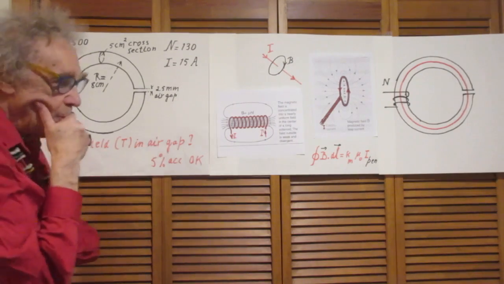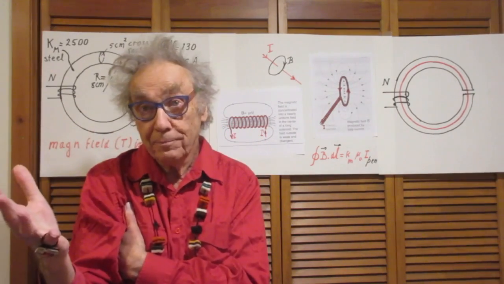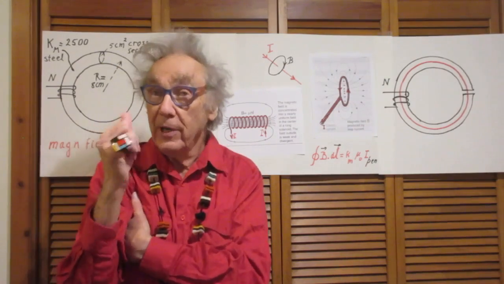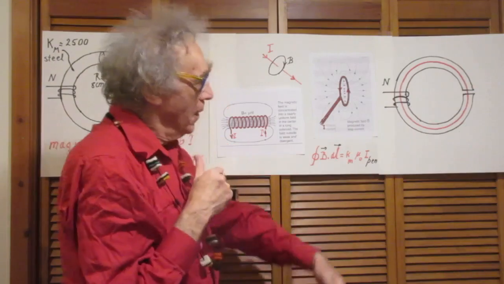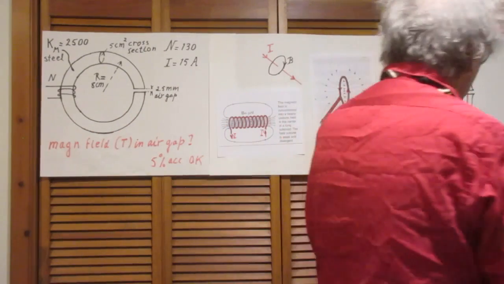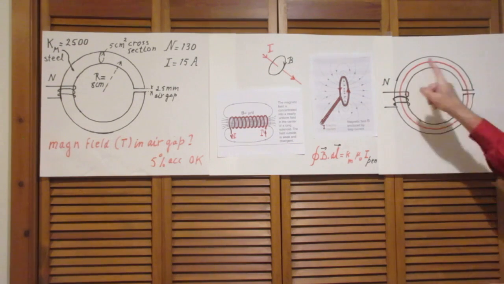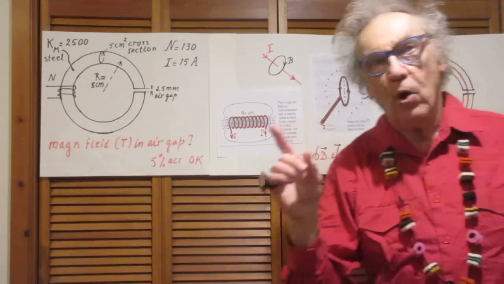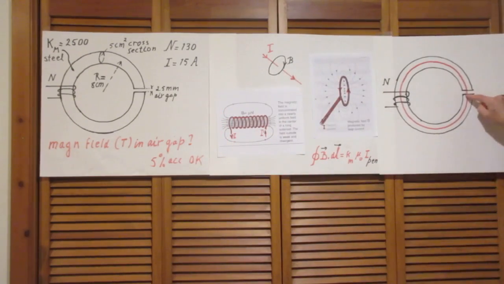So, the problem is quite symmetric. So we're dealing with circles. Here I have the same picture that I have on the left. And I have here chosen my closed loop. My closed loop is chosen inside the steel, but also, of course, here, through the gap.